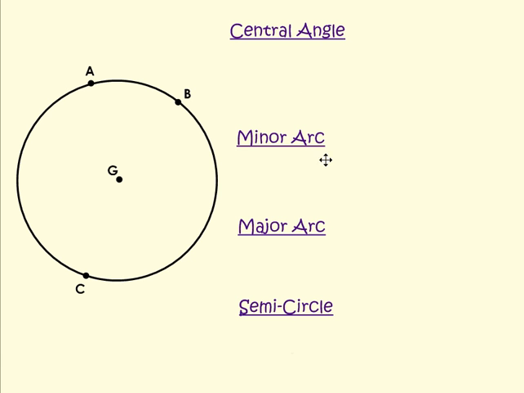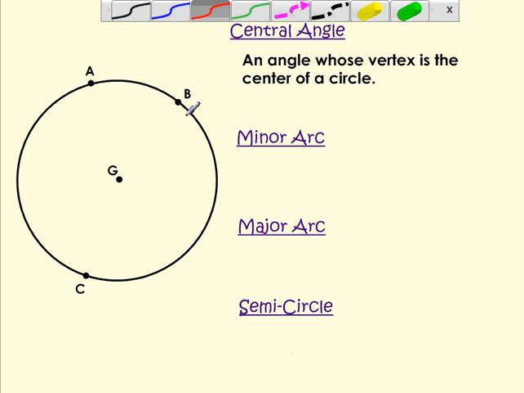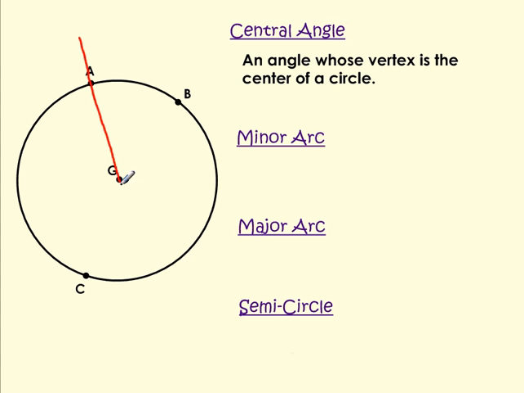The first one is a central angle. A central angle is an angle whose vertex is in the center of a circle. So I'm going to draw in angle AGB, and angle AGB is a central angle because its vertex G is the center of the circle.